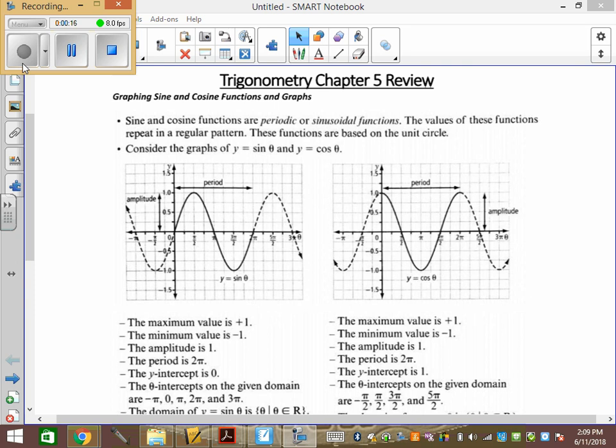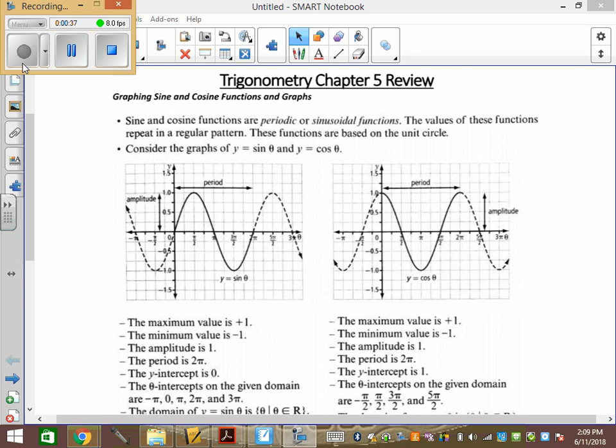So consider the graphs of y equals sine theta and cos theta. This is sine theta over here, and this is cos theta. They look the exact same except what? What's the difference between them? The difference between them is a horizontal shift.